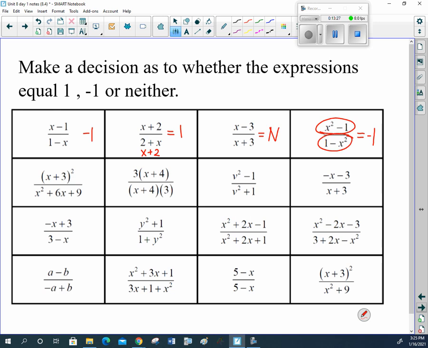Over here, x plus 3 quantity squared, and in the bottom I've got x squared plus 6x plus 9, but I do know that x plus 3 quantity squared is the same thing as multiplying out x plus 3 times x plus 3. And if you do that, you end up with x squared plus 6x plus 9.